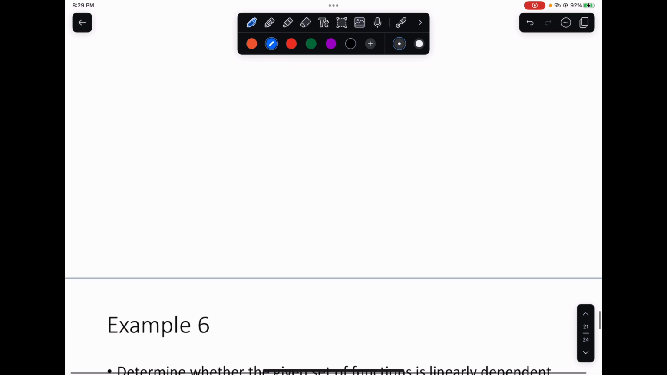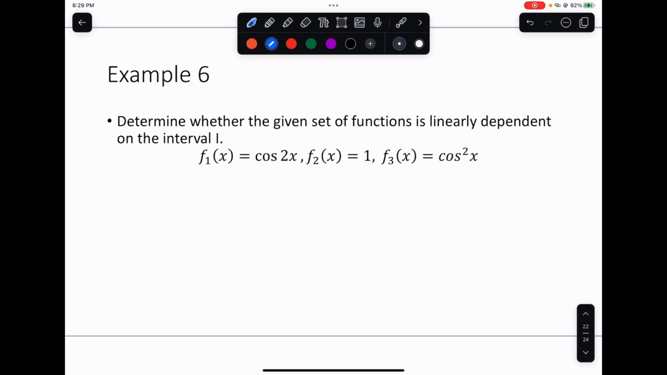And of course, for the last one, for example number 3, we had concluded that it is linearly dependent. So therefore, we're expecting that our answer here should be equal to 0 as well. So let's try to find W. We have our first function as cosine 2x, second is 1, the third is cosine squared x.